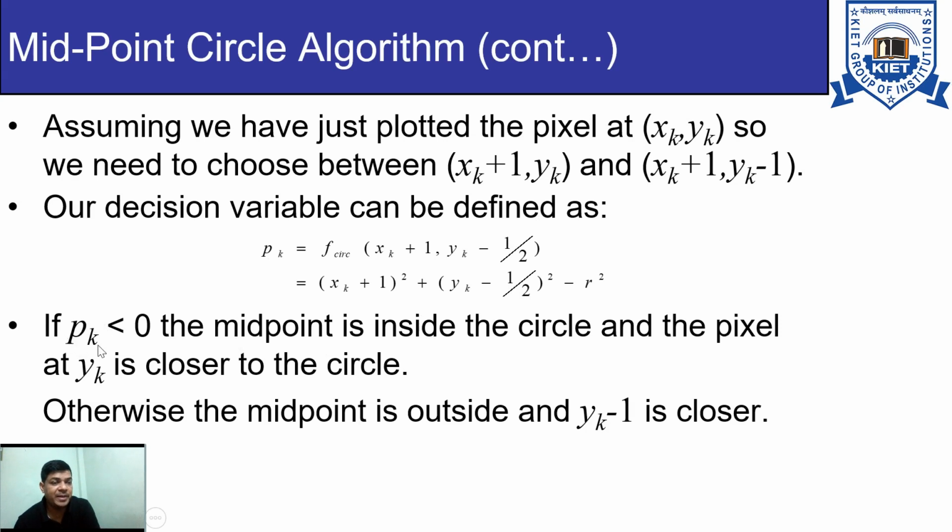Now this parameter will help us to make the decision. If the value of pk is less than 0, the midpoint is inside the circle and the pixel yk is closer to the circle. That means if the value of pk is less than 0, then we will activate the pixel which is at xk plus 1 comma yk, while in the other case we will activate the pixel which is at xk plus 1 comma yk minus 1.